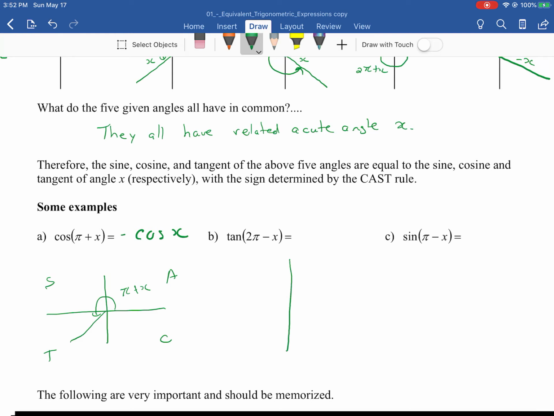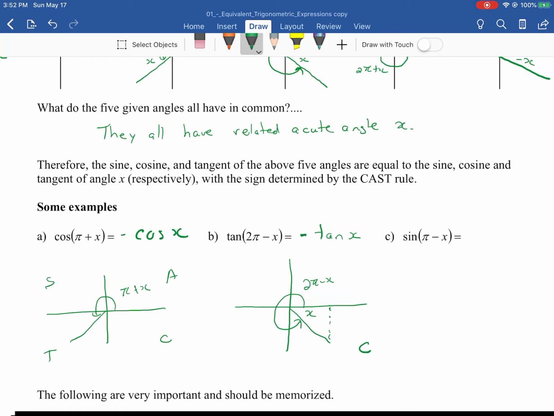Another example right from the top. 2 pi minus x, where would that be? It would be all the way around, subtract some x. There's the x in there. What that means is tan of 2 pi minus x would result in a triangle that has its related acute angle x. So tan of 2 pi minus x is the same as just doing tan of x, except it was in a cosine positive quadrant, so it has to change from positive to negative.